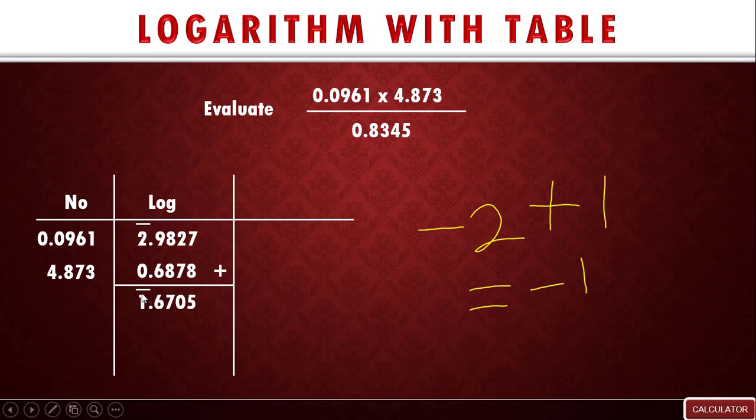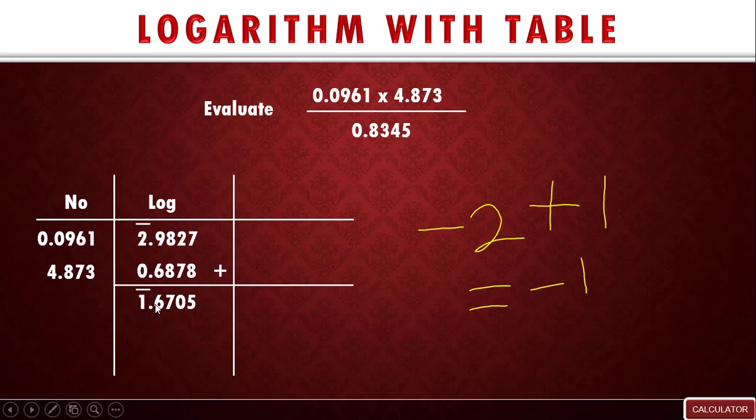So this will be bar 1. You can see it right there. So we've determined the numerator side now, which contains this number. Then the next thing now is to find the log of this number. That's the denominator side.